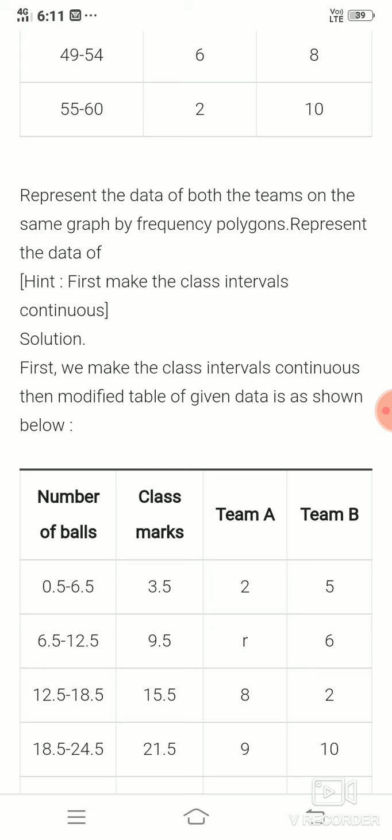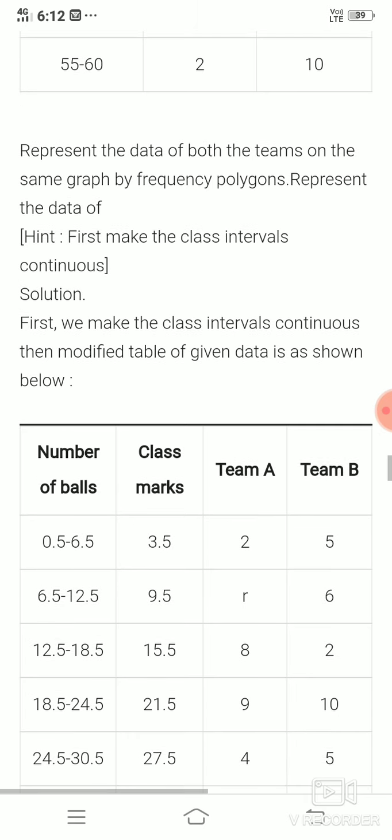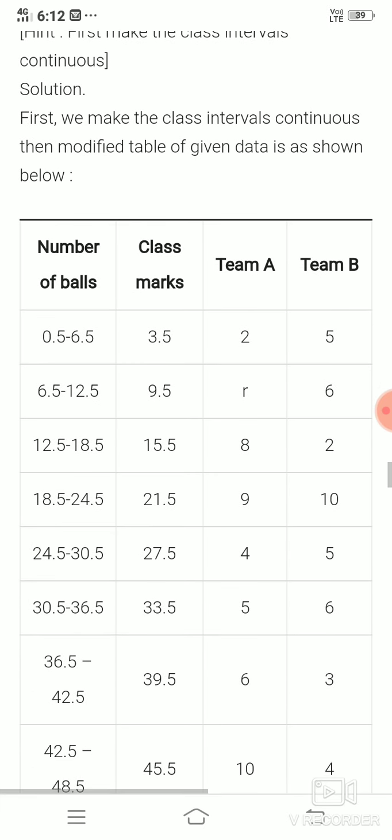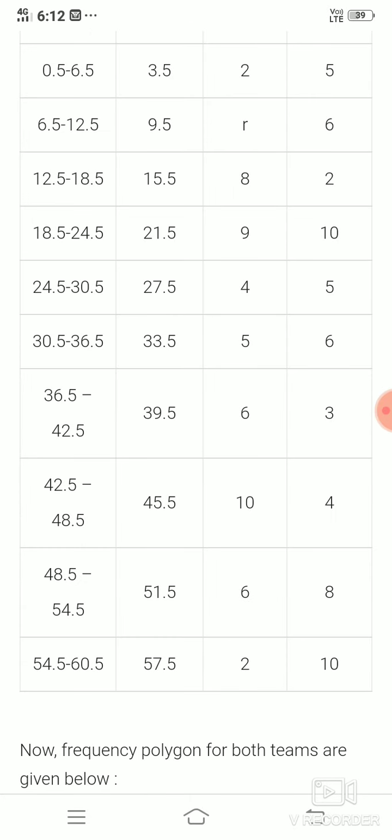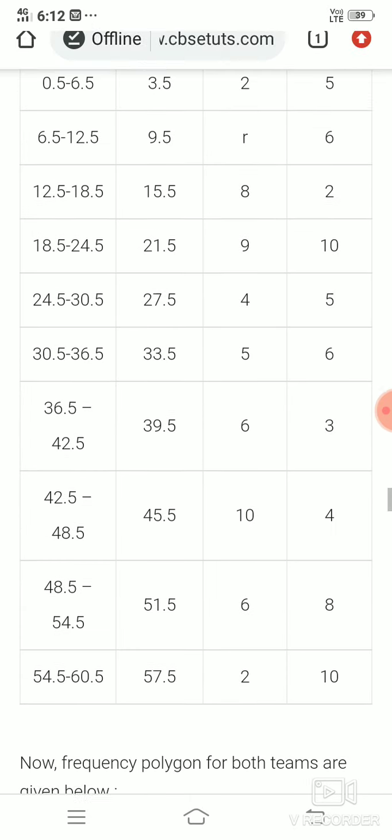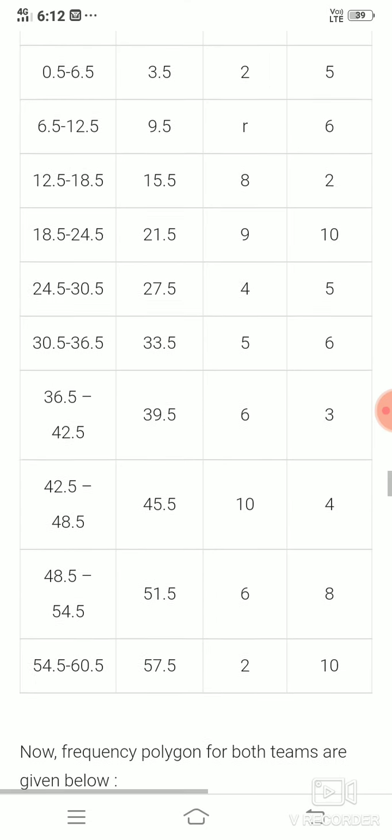Class mark is upper limit plus lower limit divided by 2, which gives 3.5, and the second one is 9.5. Then add 6 each time: 9.5 plus 6 is 15.5, plus 6 is 21.5, plus 6 is 27.5, then 33.5, then 39.5, then 45.5, then 51.5, and 57.5. You need to introduce the class marks, then write everything in your book.